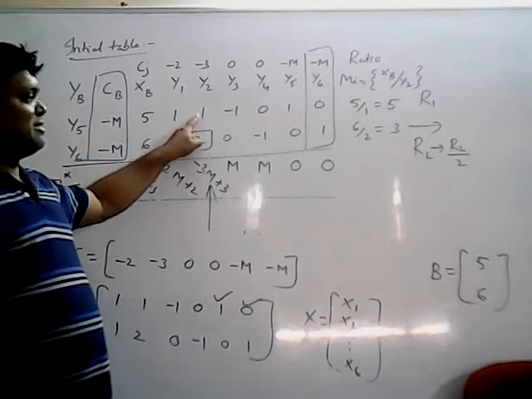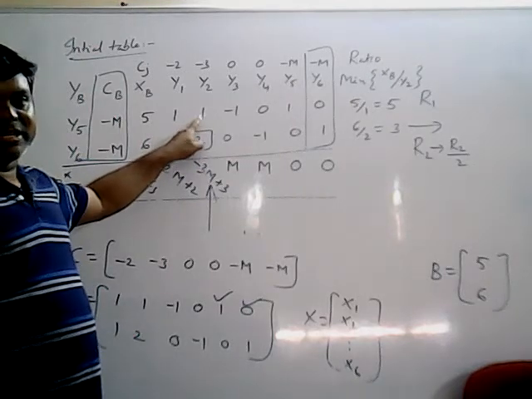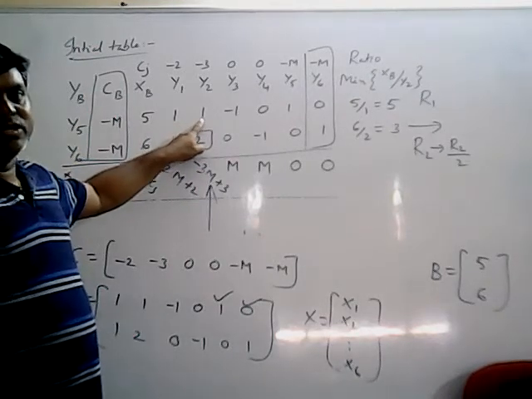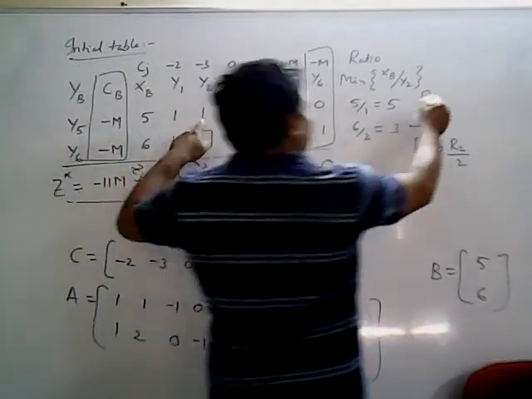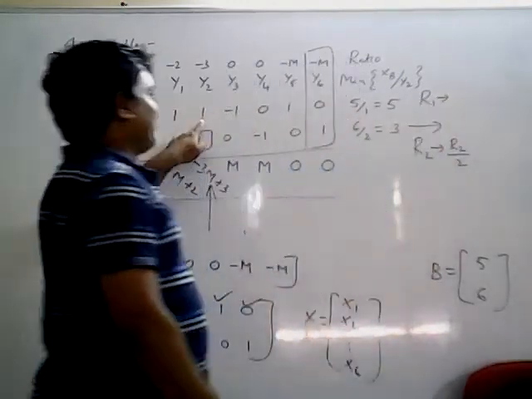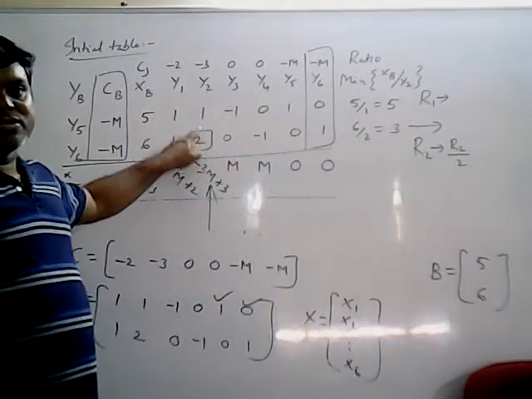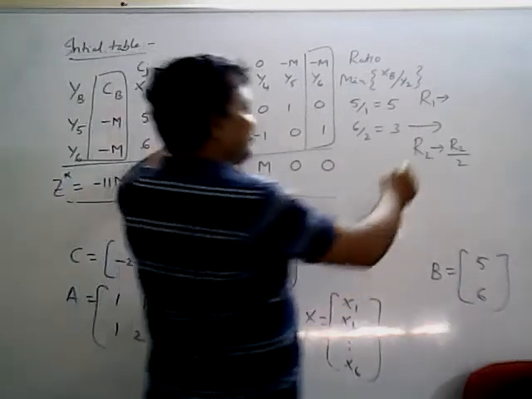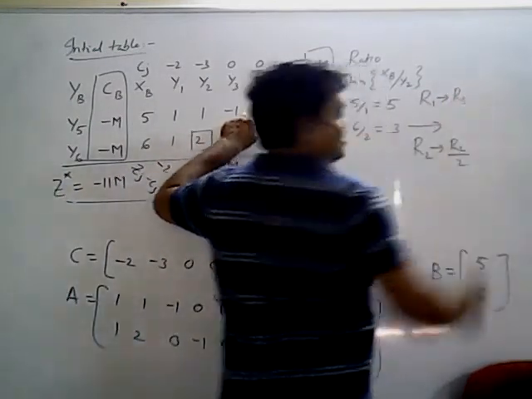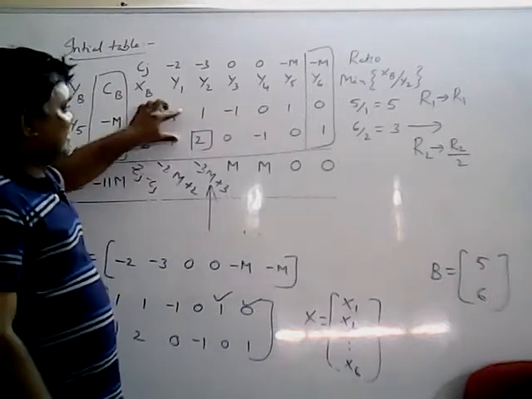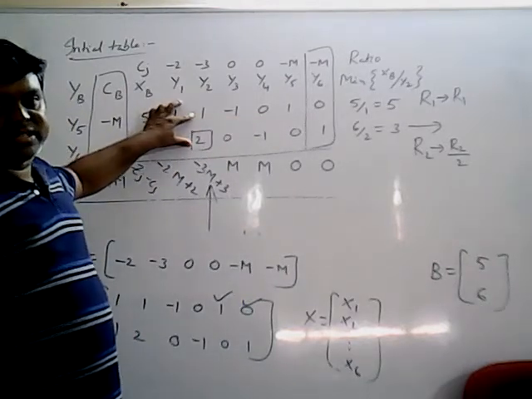Now you have to make the other elements in the key element's column equal to 0. How will you make it 0? You have to write the R1 operation. What is the R1 operation? The key element is in the second row, so don't touch the first row. The first row will be as it is, that means R1 is as it is. Okay, and then if signs are the same, put minus; if signs are opposite, put plus.